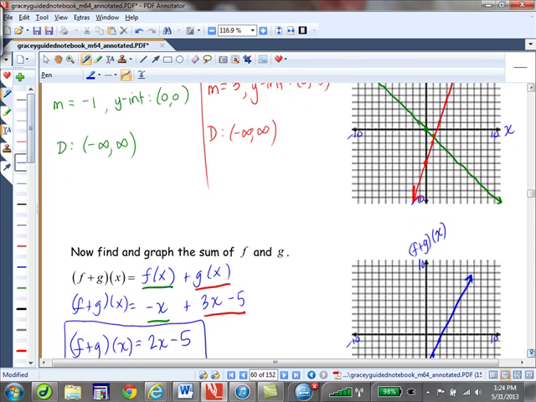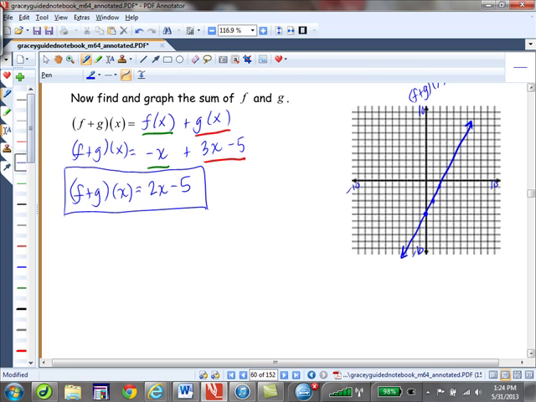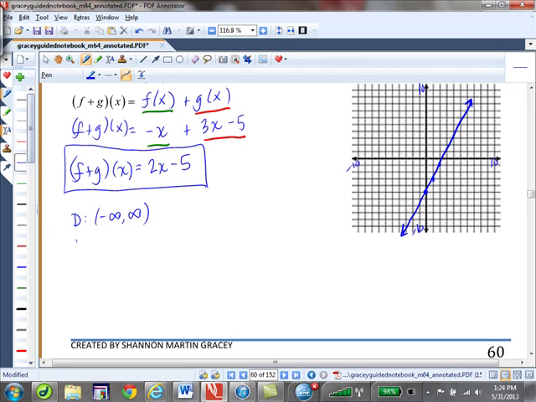And if you come here, what happened? We got another linear function when we added and when we subtracted on the next one. So do you see the domain is going to be all real numbers? Good. And what about the range? Good. It goes down infinitely and up infinitely. So the range is also all real numbers.